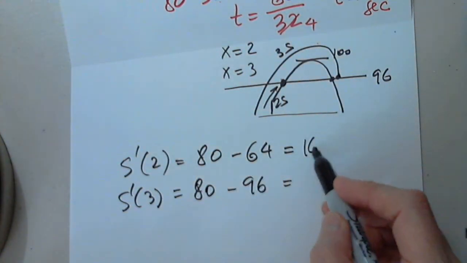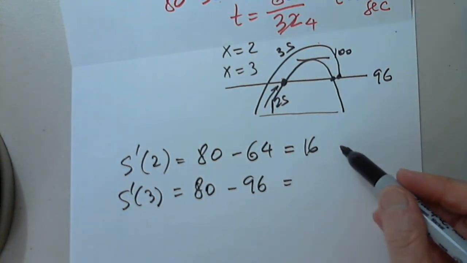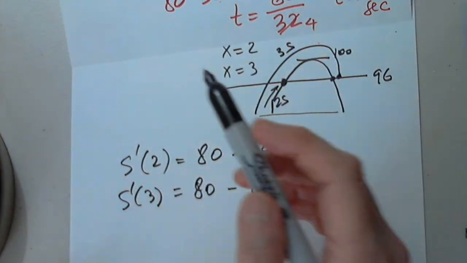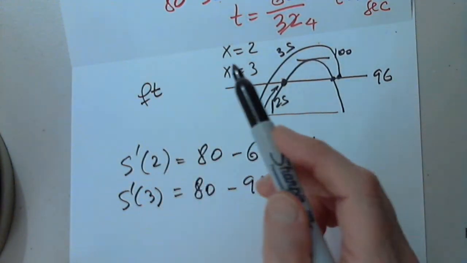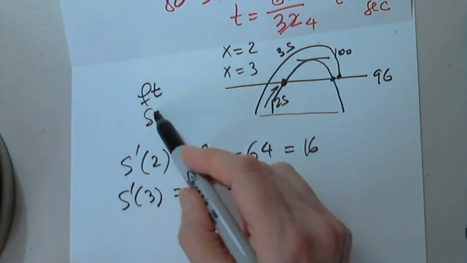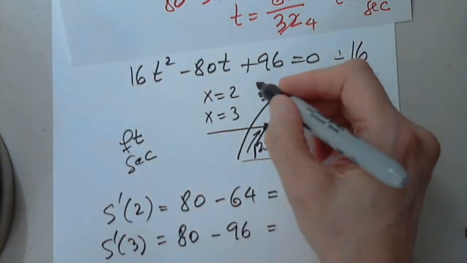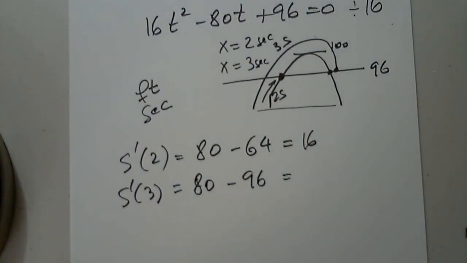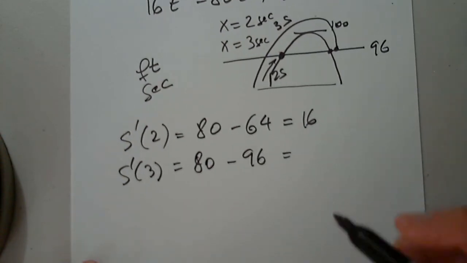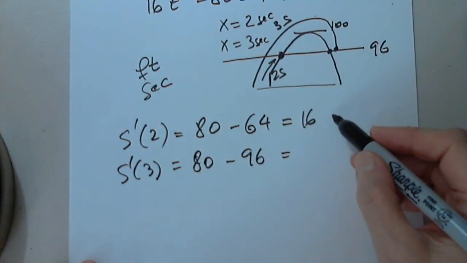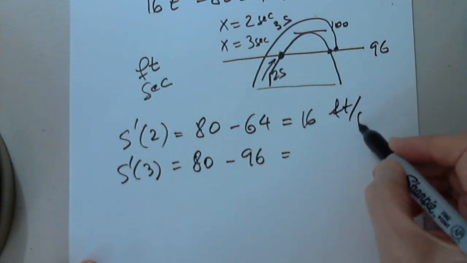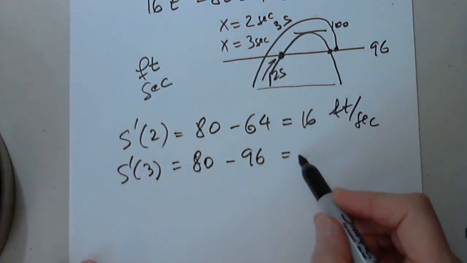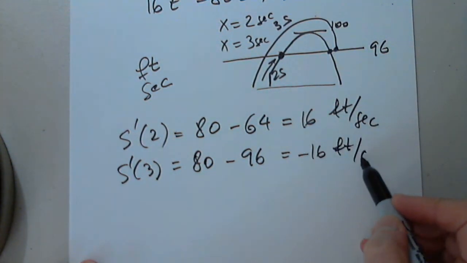So this is 16. And what is the measurement unit for velocity? The distance was measured in feet, and time was measured in seconds. And I should have written here seconds. So what is the measurement unit for 16? Feet per second. Thank you very much. And here we have negative 16 feet per second.